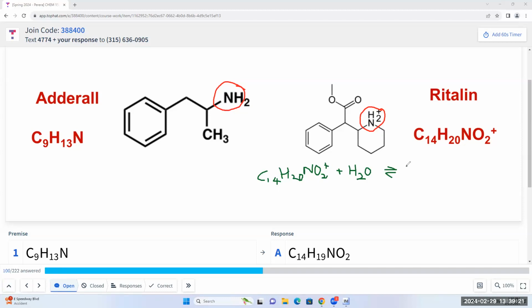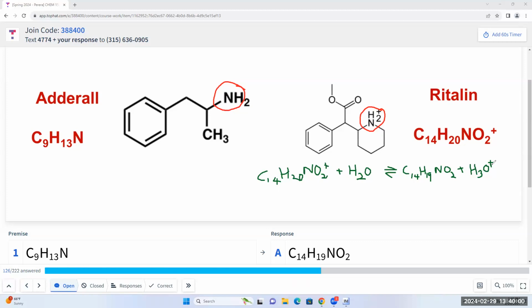As a result of that, you're going to produce C14, H19 because you got rid of one of the protons, and NO2. Now it's neutral, right? And on the other hand, that proton was grabbed by water. Therefore, water is going to have a positive charge now, which produces H3O plus. So this should be the reaction between Ritalin and water. You should write the phases as well, just to get used to writing phases.